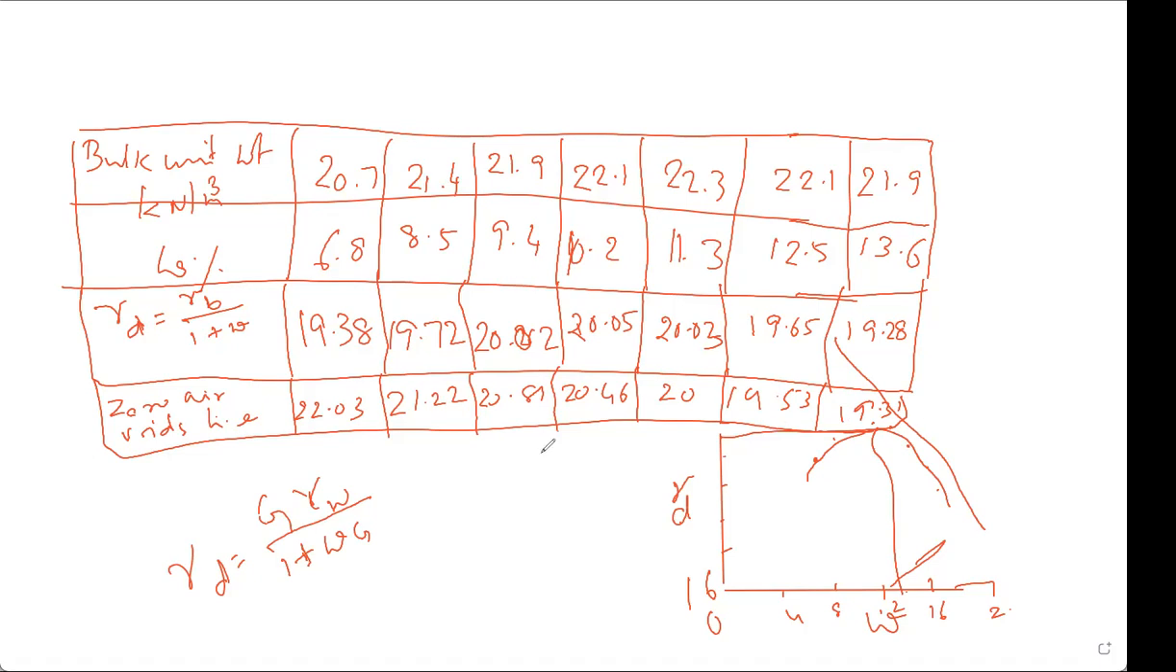Are you getting my point? So you have to plot this line for different values of omega. For these values, you have to plot these numbers. If you plot it on the graph sheet, you'll get this line. This is nothing but the zero air voids line.